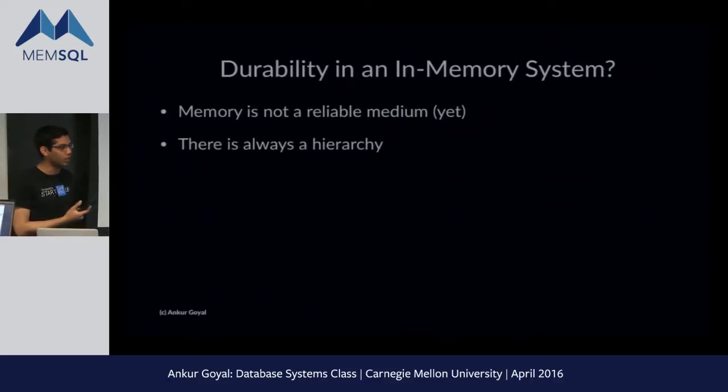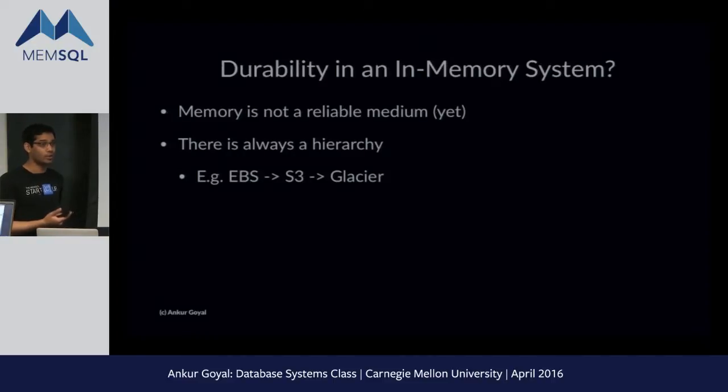And even if there is, so we were talking about non-volatile RAM. There's always a hierarchy. So today, if you look at disk, which is durable, there is still a hierarchy. In Amazon, EBS is kind of the most premium storage that you can attach to a node. Actually, there's something even more premium than this, which is direct attached SSDs in Amazon now. There's S3, which is a little bit cheaper and a little bit slower. And there's Glacier, which is a lot cheaper and a lot slower.